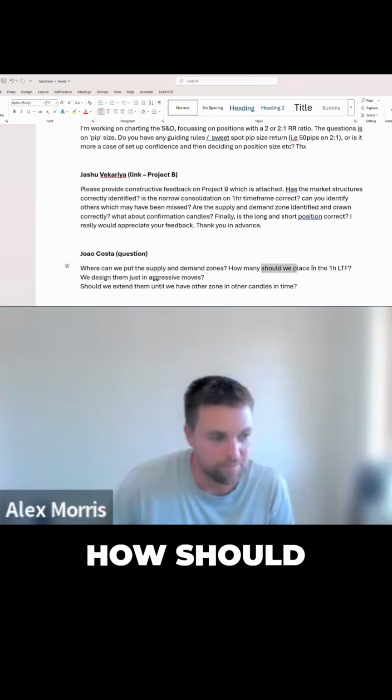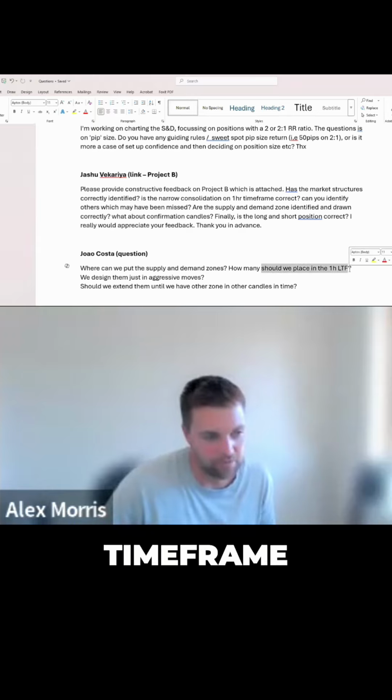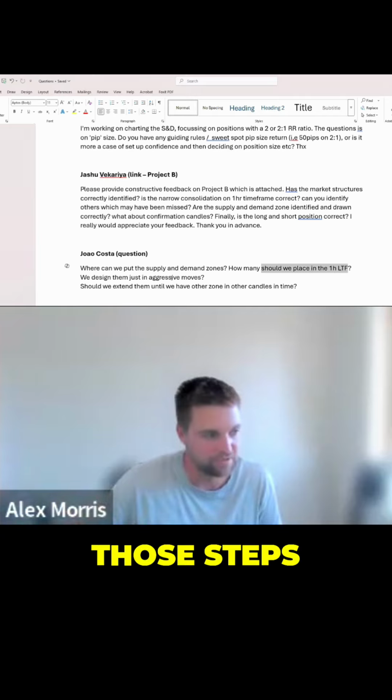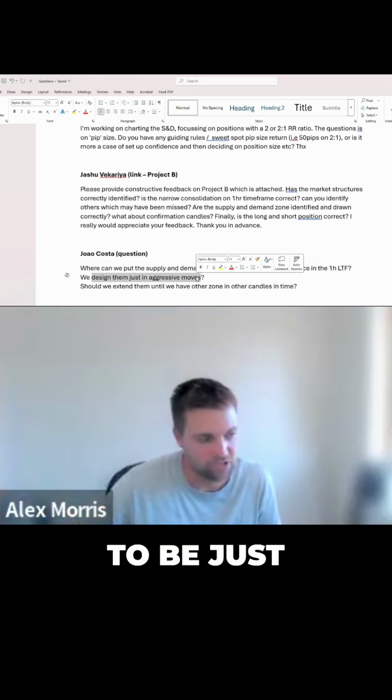And then how should we place in the 1 hour time frame, the lower time frame? Well, it is the 1 hour time frame, but again, just go back to those steps. And does it have to be just aggressive moves?